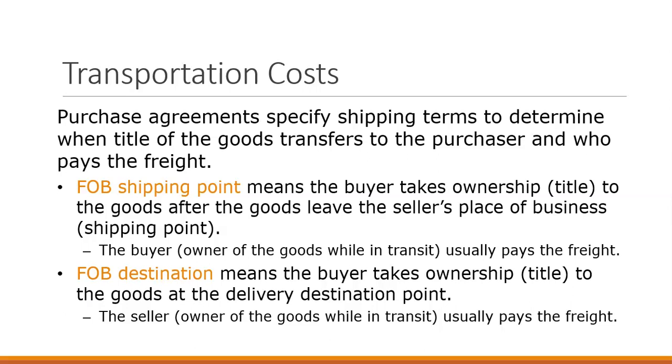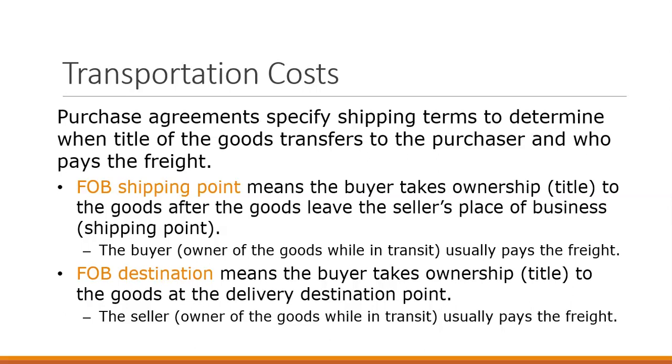Our purchase agreement specifies the shipping terms to determine when title of the goods transfers to the purchaser and who pays the freight. So who is responsible for paying for the shipping costs and who owns the goods. One of the important purposes of this is because it tells you who is responsible for ensuring that the goods are okay. If the truck would crash and it's FOB shipping point, that means that the buyer is responsible because they own the goods while in transit.